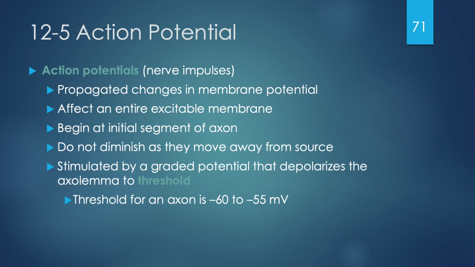So this is stimulated by a graded potential that's going to depolarize the axolemma, which is the outer aspect of the axon, and it's brought to threshold because the action potential is an all or none activity. It's either going to fire or it's not, and that's it. So the threshold for an axon is -60 to -55 millivolts, and keep in mind the standard expected baseline would be -70 millivolts. So we have to have a difference of at least 10 to 15 millivolts to actually hit threshold so that an action potential can occur.